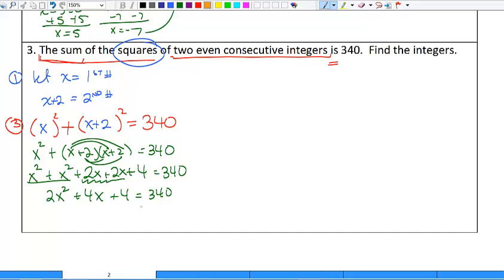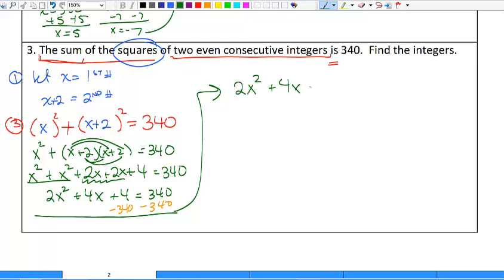And then the last thing I want to do is set it equal to 0, so I'm going to subtract 340 from both sides to get 2x squared plus 4x minus 336. Okay, we want to try to factor or use complete the square or quadratic formula here. It kind of looks like I have a GCF of 2, doesn't it? That's going to save me a whole lot of time here.